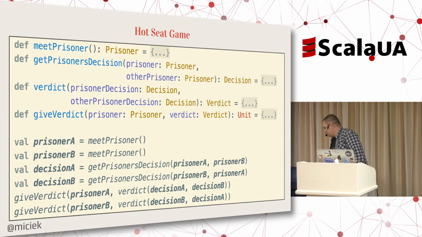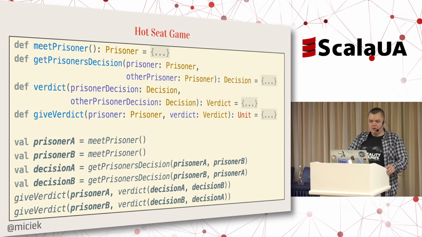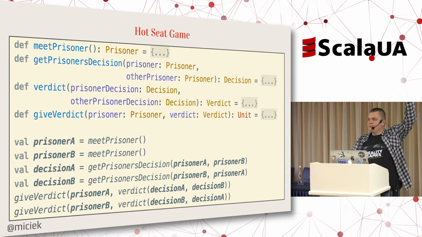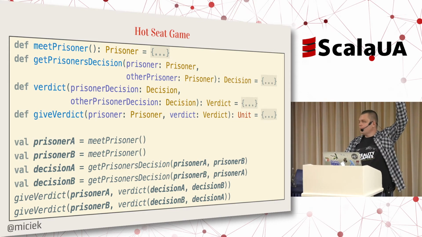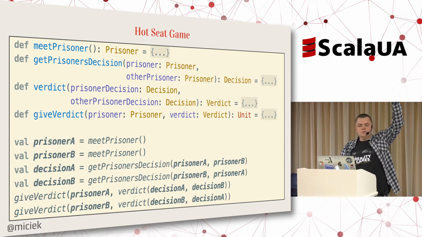So the question for you is, how many concerns does this simple application have? 1 concern. Who is for 1 concern? 2 concerns. Okay, several people. 3 concerns. 4 concerns. 5 concerns. Okay.